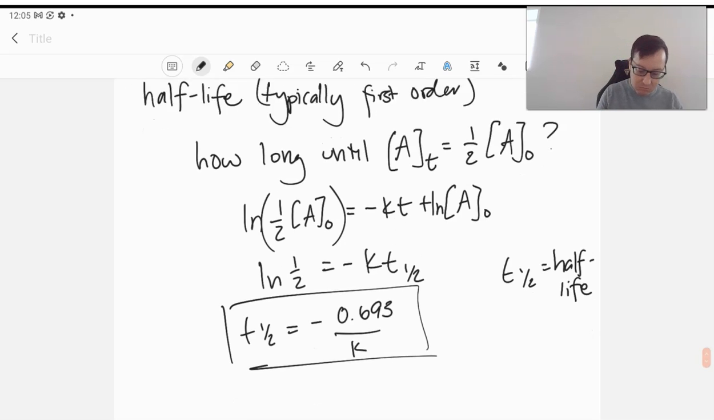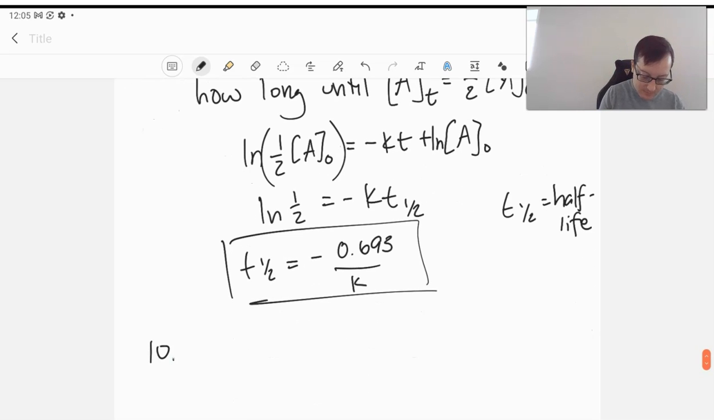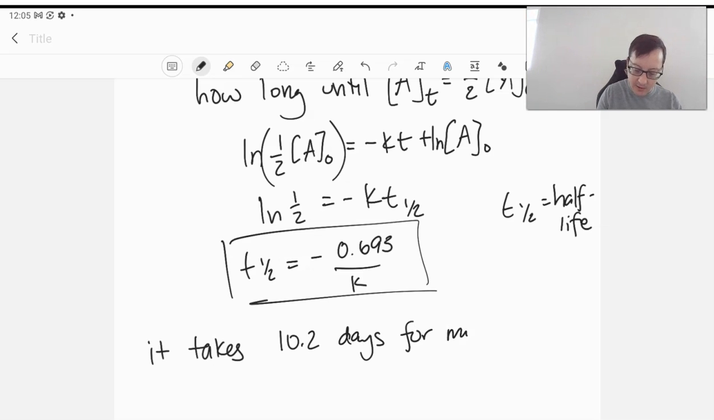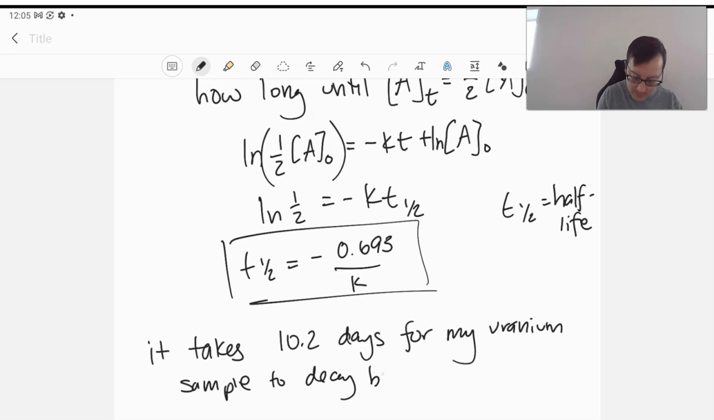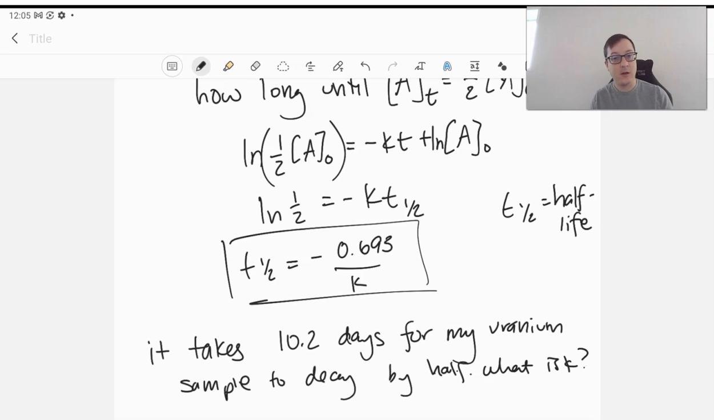We might say, it takes 10.2 days for my uranium sample to decay by half. What is the rate constant? Thankfully, this is a pretty easy equation for us. We have our half-life and we have our constant. That's all we need. And next we'll look at the reverse of this.